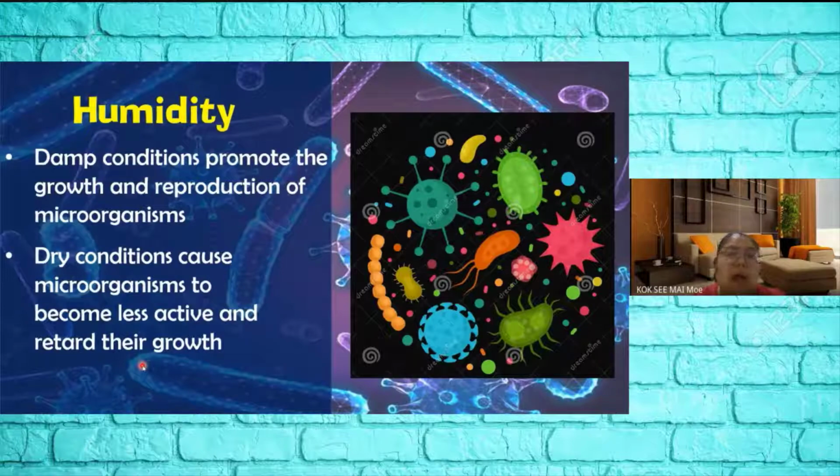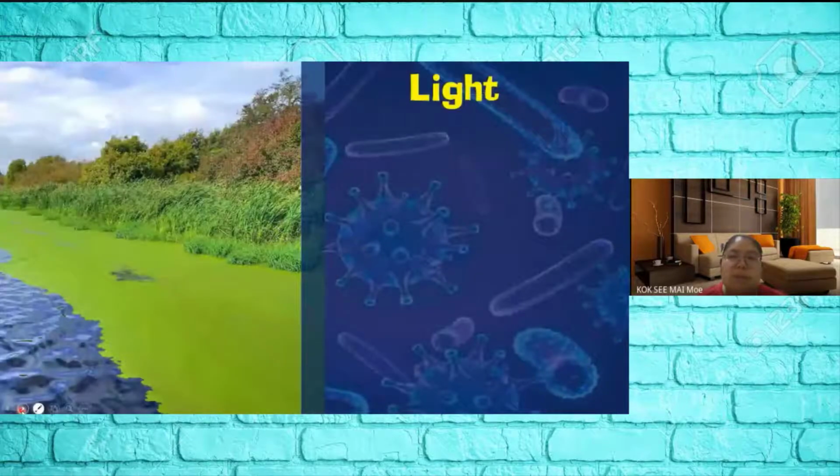So this is how you avoid the microorganism on your body. We need to keep clean and also keep your body dry. So this is one of the factors that lets the microorganism grow more easily: humidity. They need the damp area. Okay, the second one should be the light.